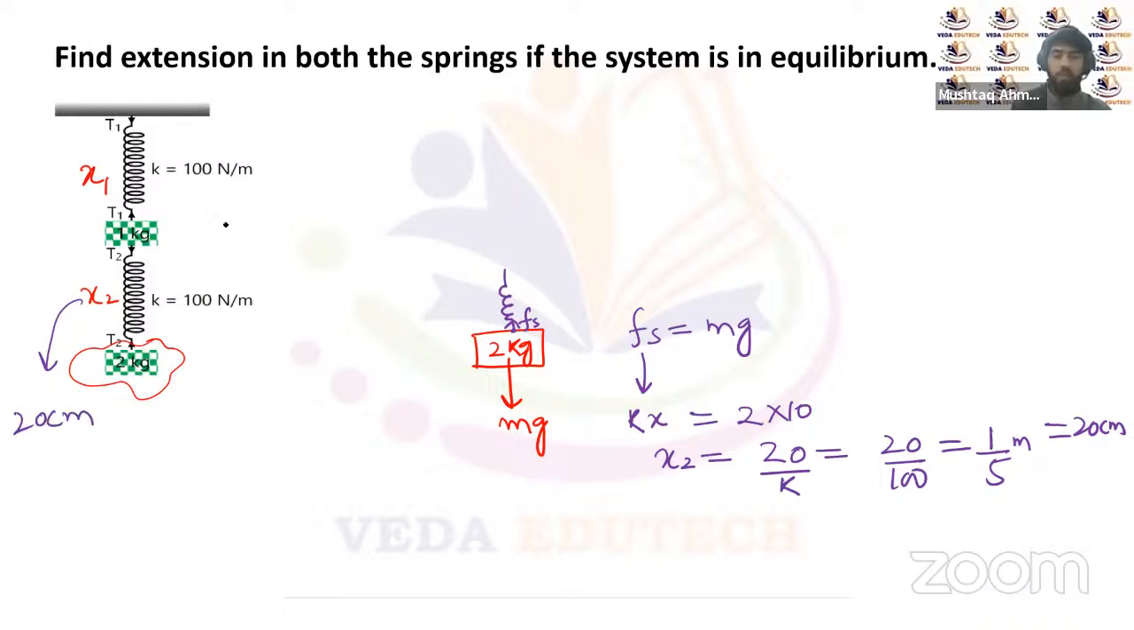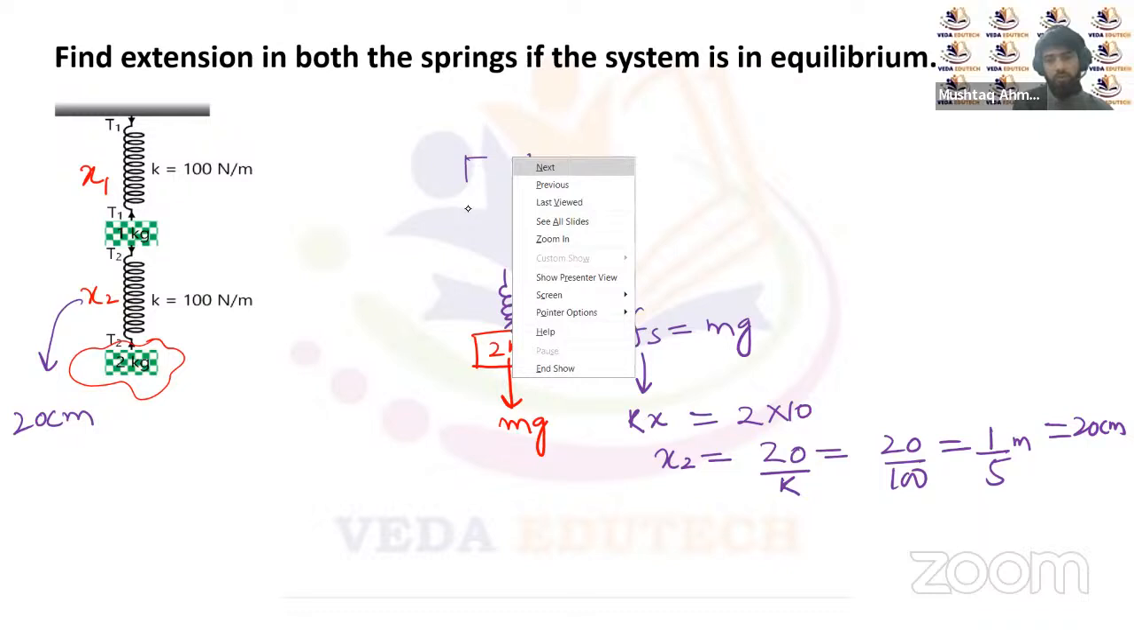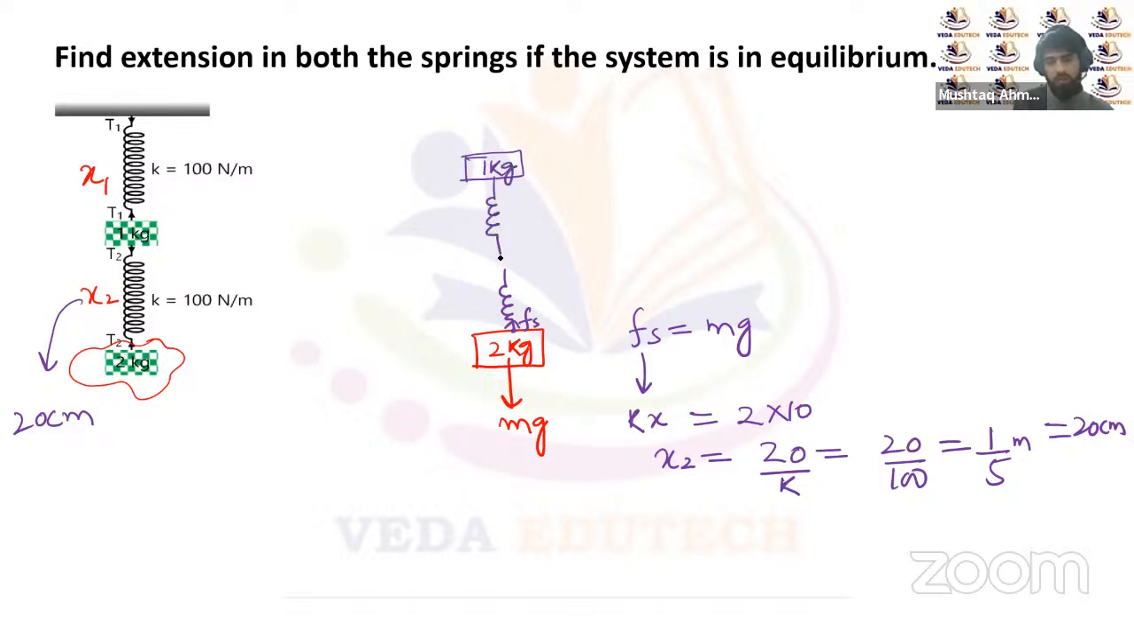Now the same question is for the 1 kg block. We have to find its equilibrium condition. For the 1 kg block, there are two spring forces. This is the 1 kg block, and this is the first spring below, and this is the spring above.